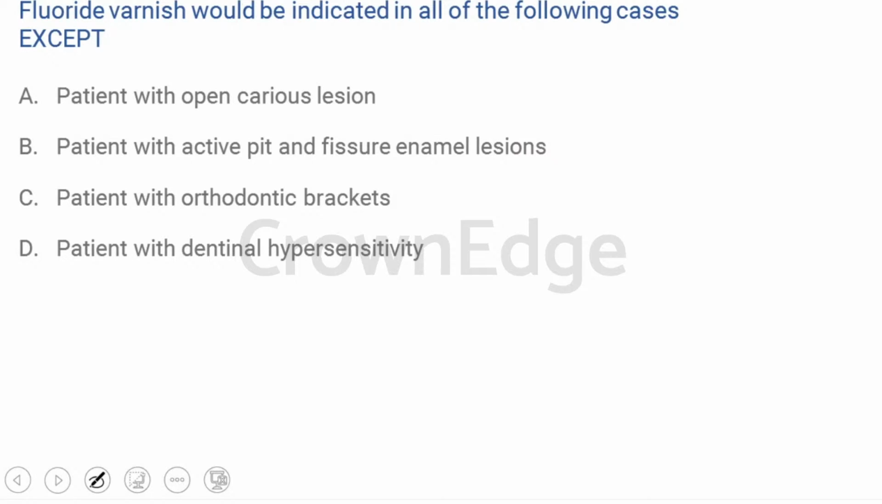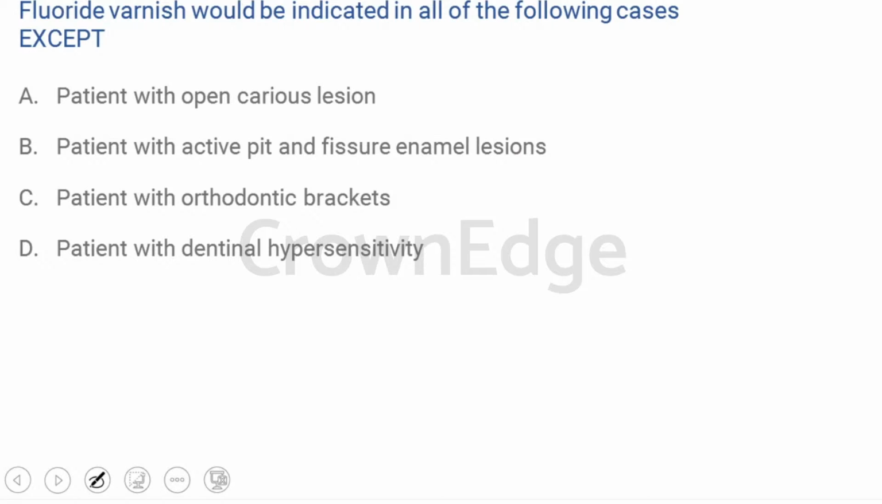Fluoride varnish will be indicated in all of the following cases except: A, a patient with open carious lesion; B, a patient with active pit and fissure enamel lesions; C, a patient with orthodontic brackets; D, a patient with dental hypersensitivity. So now let's look at all the options. Definitely, you can use fluoride varnish in patients in options B, C, and D.